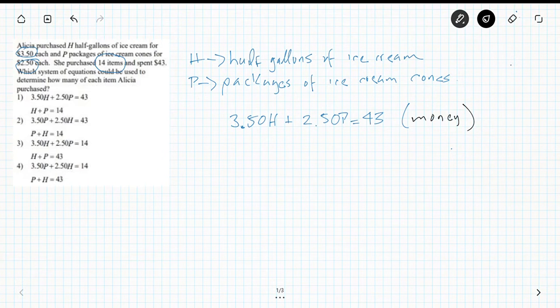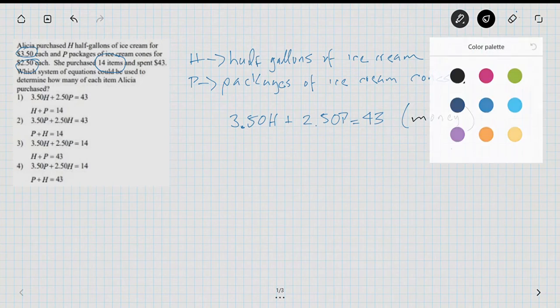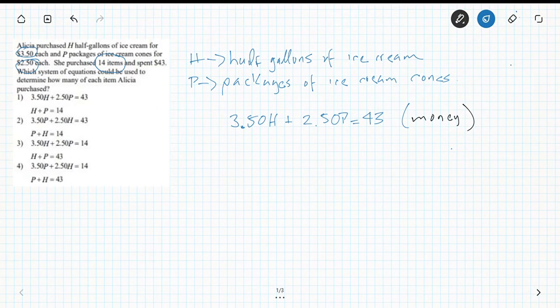Okay. Now let's write our next line that deals with quantity. Okay, so she's got H half gallons of ice cream plus P packages of ice cream, and in total she has 14 items. Okay, and this one deals with quantity. Okay, now we're going to go ahead and look at some of our answer choices, and it looks like answer choice number 1 is the closest one to what we have. In fact, it's the exact same thing.